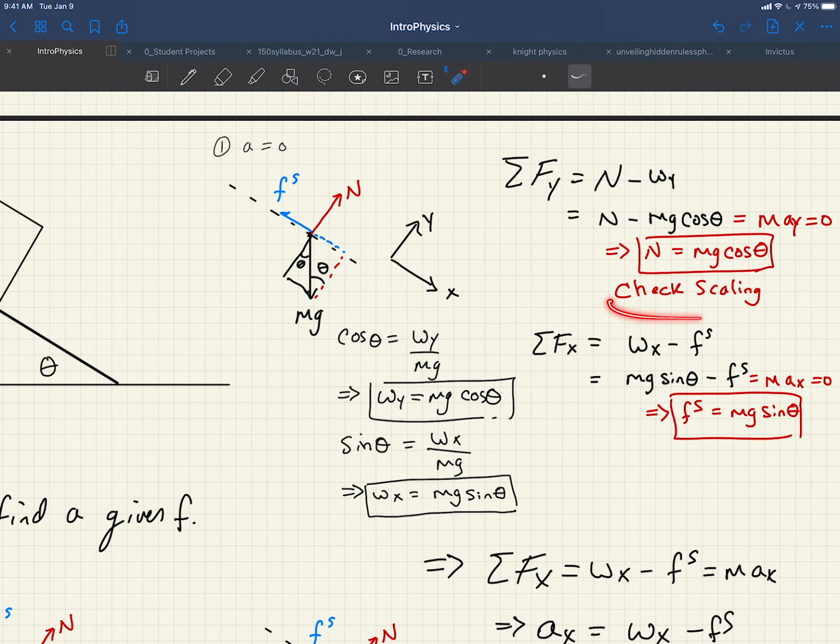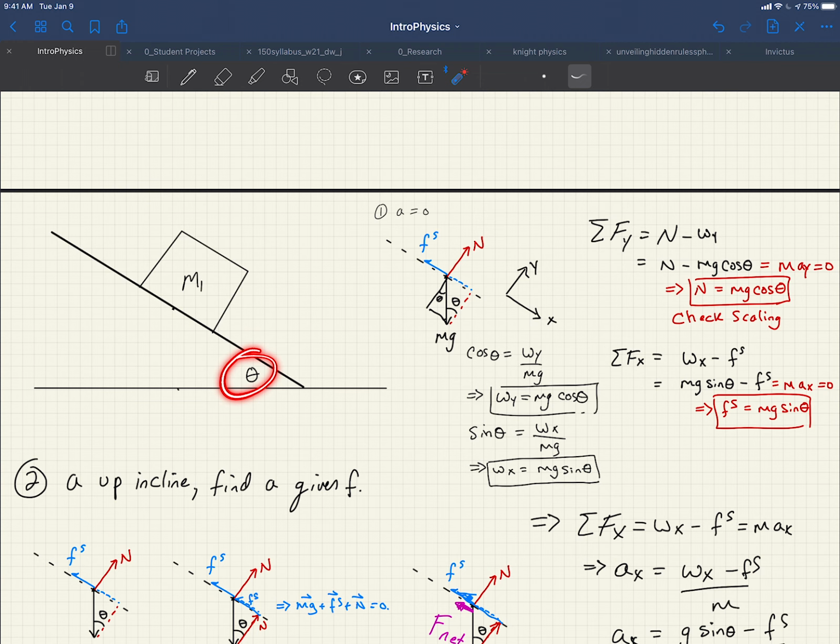And I say here to check the scaling. What do I mean by that? Well, if this angle theta were to go to 0, that means this incline would fall down, right? It would just be flat. So the question is, how much of that weight force would you expect to be in the x direction? Well, if the incline goes flat, the x direction is this way, we would hope none of our weight force would be in that direction. So here what do we see?